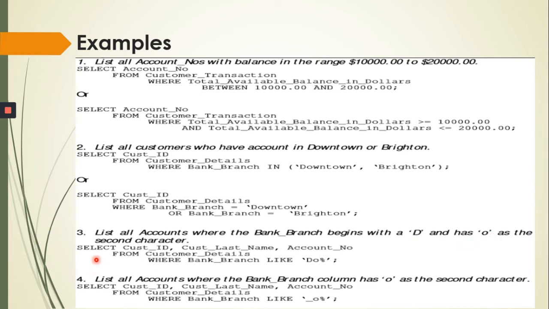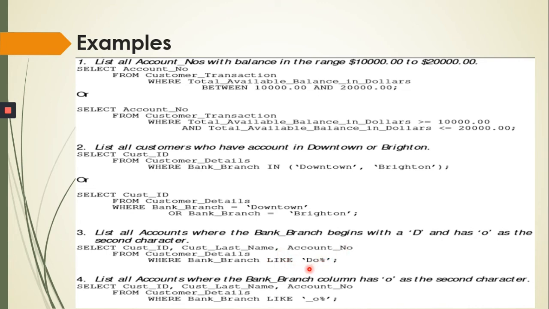Okay, so we can write this: select customer ID, customer last name, account number from customer details where bank branch LIKE. We have to use LIKE here, with single quotes. We have to write the condition that the first character must be capital D and the second character must be O. So in single quotes we write 'DO%', with a percentage symbol. Okay, so this is the concept of LIKE.